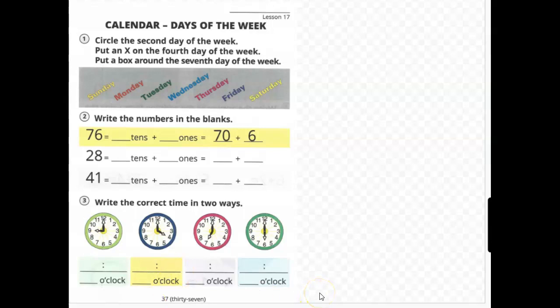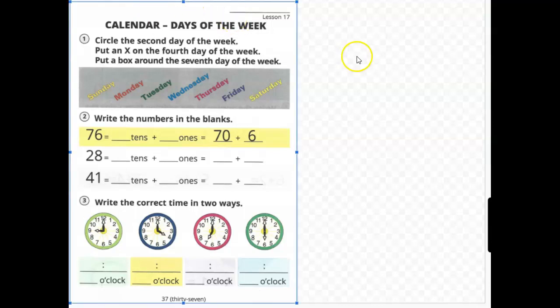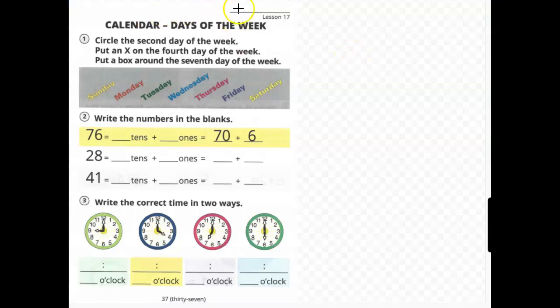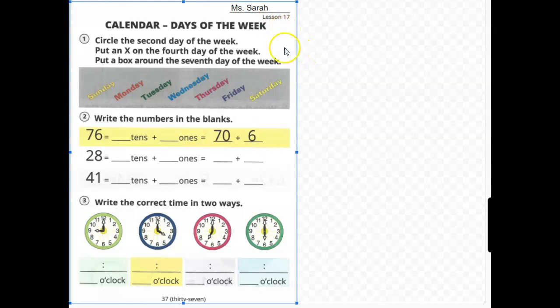Guys, welcome back. We are on page 37, right down here on lesson 17, and we always start by putting our name right at the top. This should kind of be old news for you guys. You got this down to a system, huh? So I'm going to put my name right up here, and right on the line. There we go. All right.